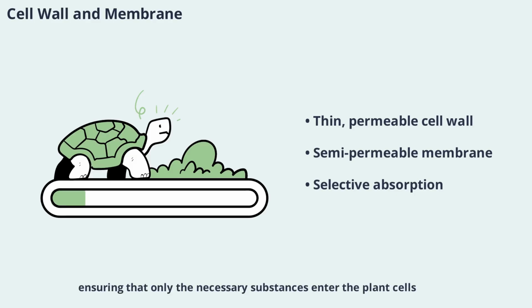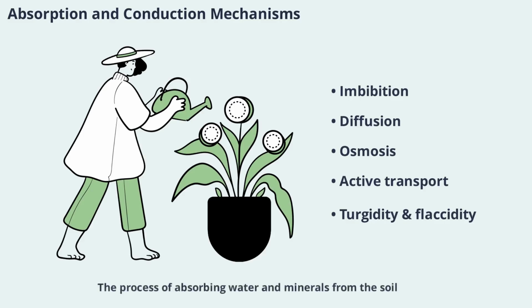the plant cells. The process of absorbing water and minerals from the soil and conducting them upward through the plant involves five main phenomena: imbibition, diffusion, osmosis, active transport, and the roles of turgidity and flaccidity. Each of these mechanisms plays a unique role in ensuring that water and nutrients reach every part of the plant, supporting its growth and metabolic functions.